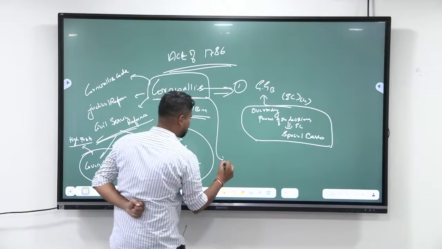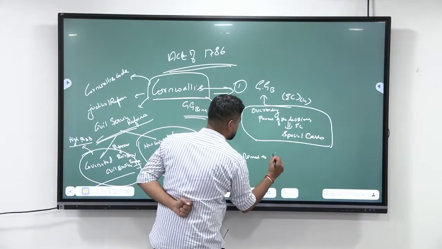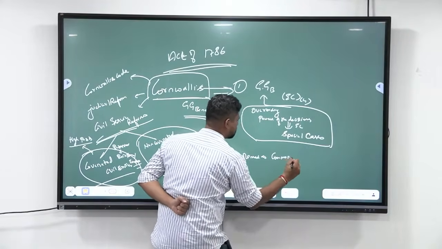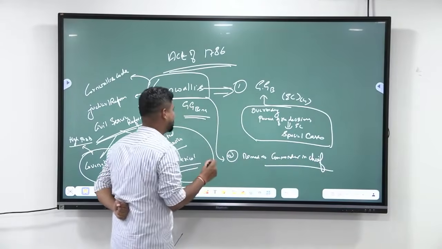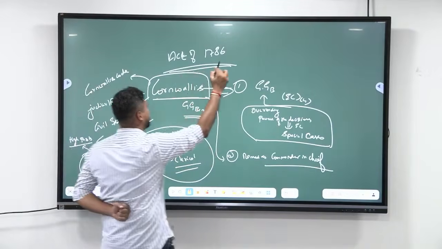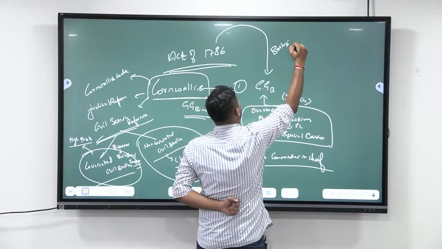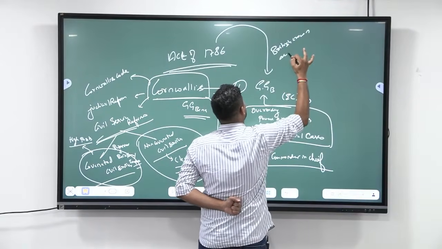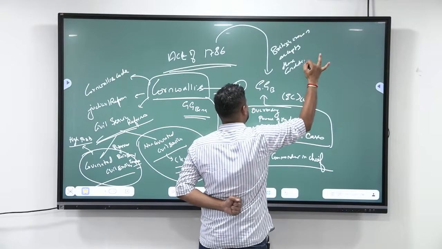The second condition that he keeps is, he should be named as the commander-in-chief. So basically he is putting up these two conditions. And what is the Act of 1786? In 1786, the British Crown accepts these conditions.